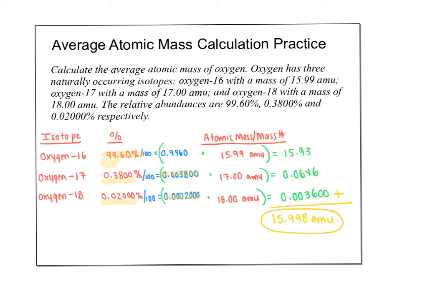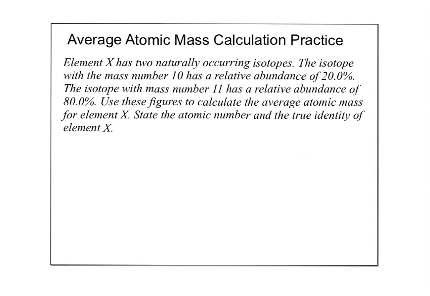Okay, we multiplied and then we added up all 3 pieces this time, got 15.998. Let's monitor for meaning real quick. Look at your periodic table. What does it say for oxygen? Hopefully it says 16.00, or if you're looking at the one on the wall, 15.998. So good work. All right, last one, I got to end with a little twist, of course.